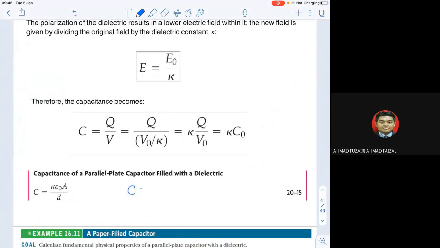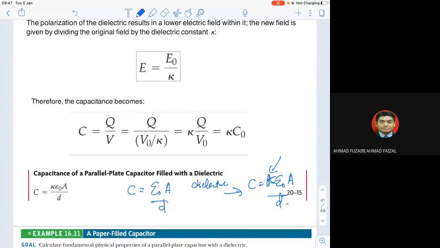So the capacitance right now, before this, is epsilon naught A over D. So in the presence of the dielectric, it becomes C equals kappa epsilon naught A over D. We introduce, it's not K, it's kappa. Kappa means the Greek notation, the kappa. So kappa is the dielectric constant to be exact.